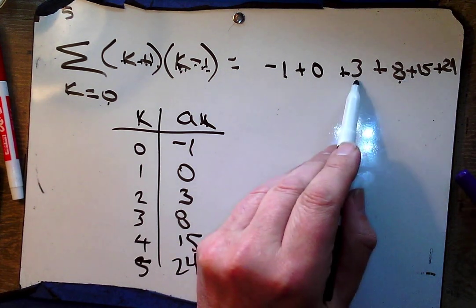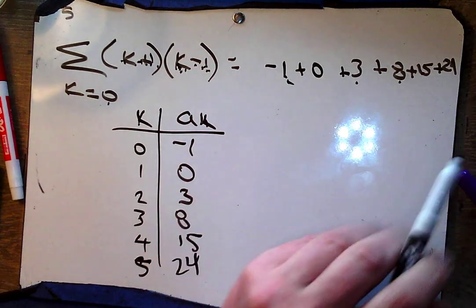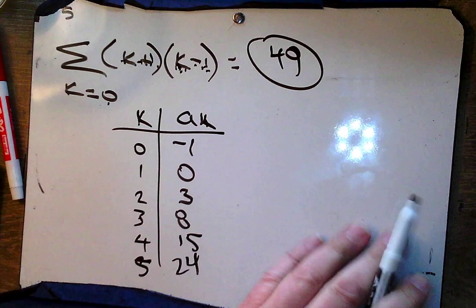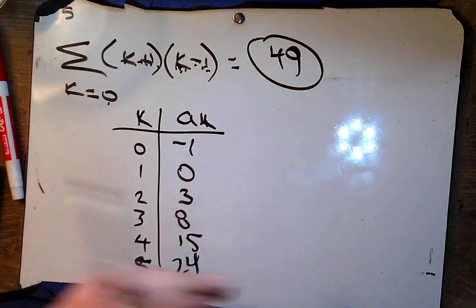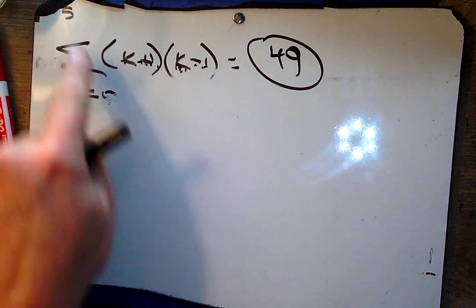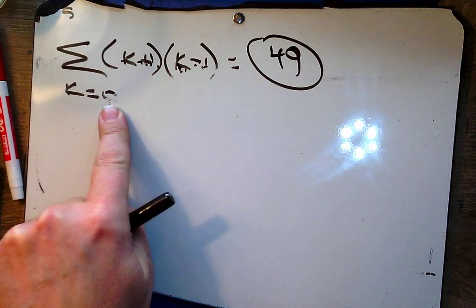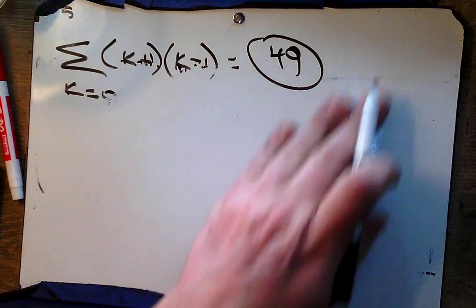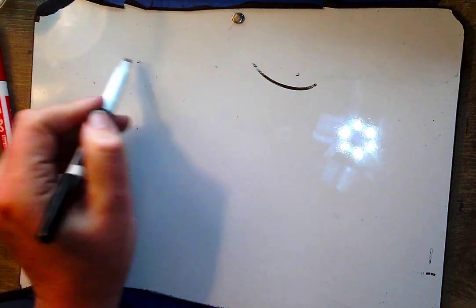47, 50, 49. So this equals 49. Good, and all by hand. No extra formulas needed. I just had to sort of grunt through plugging in all the values from 0 through 5. Okay, how about something like this?